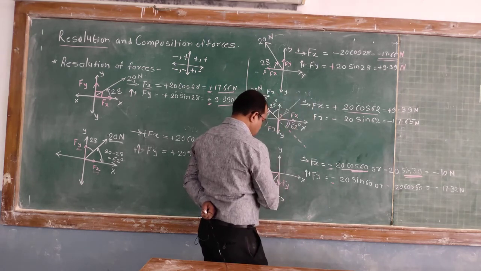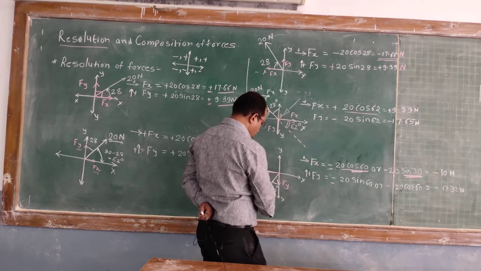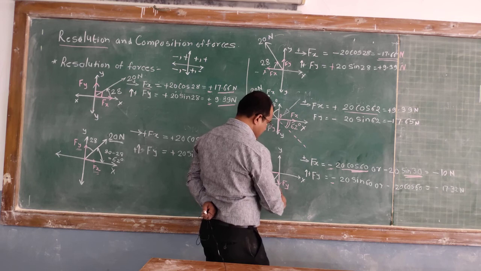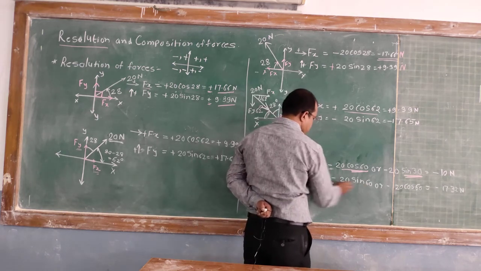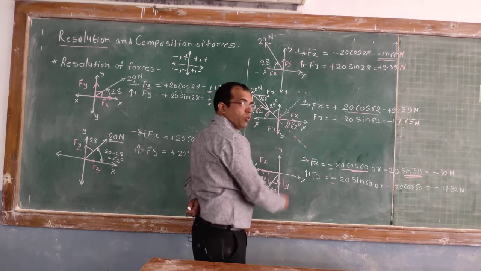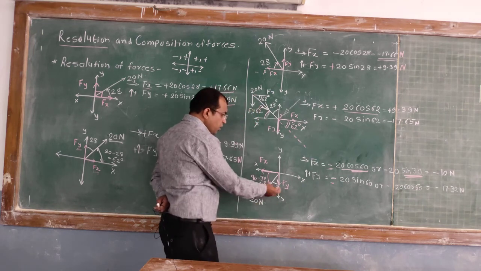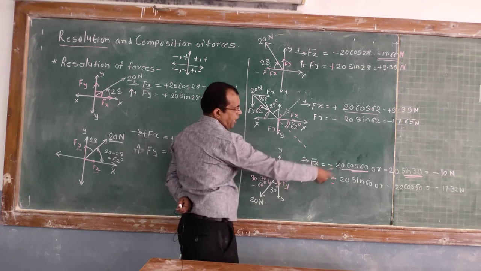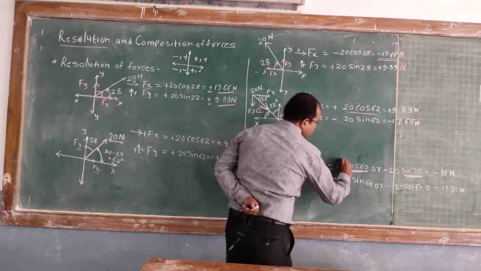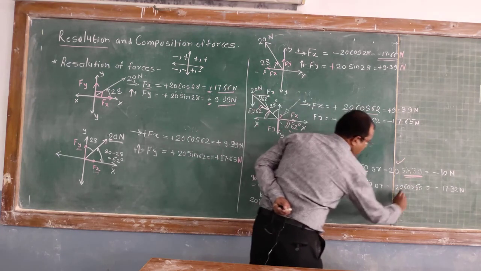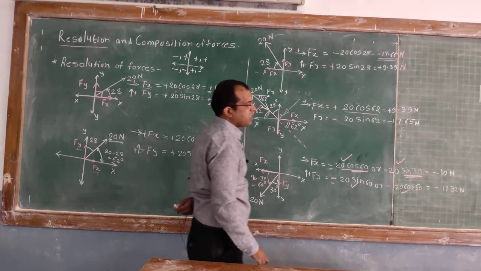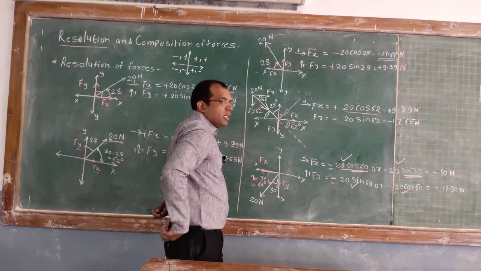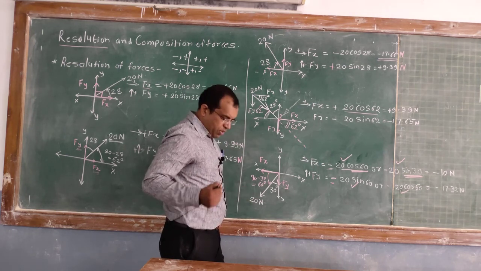If you want to resolve this force into its y direction, what does the component become? 20 sine of 60. The component becomes 20 sine of 60, and the sign is minus because it is in the downward direction. Okay, or instead of that you can write this as 20 cos of 30 with minus, and you will get the same answer for this and this. What is the answer? Minus 10 and minus 17.32. Why minus? Because both are in the third quadrant. So due to this, the minus sign will appear.